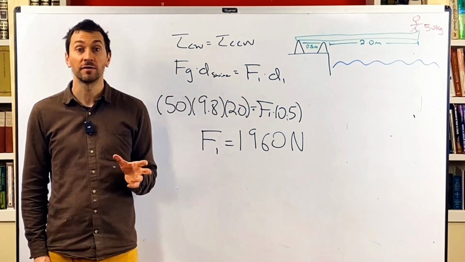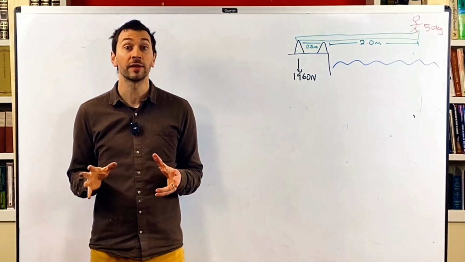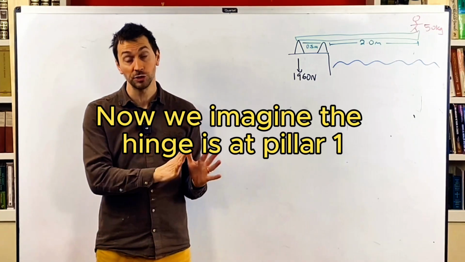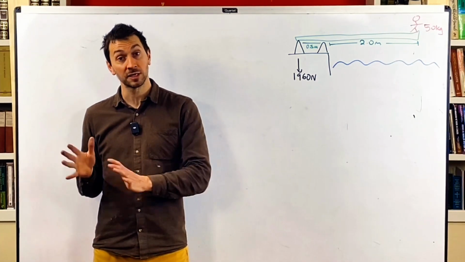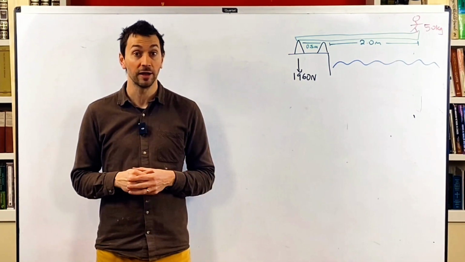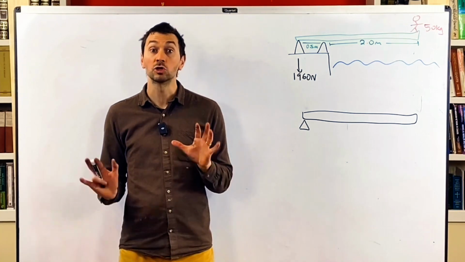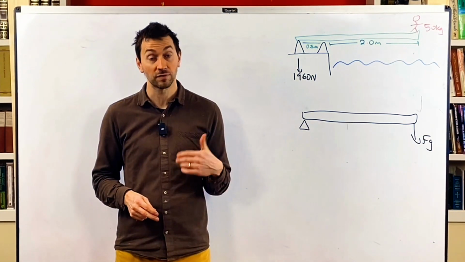Now let's calculate the force of the second pillar. So we're going to do a very similar thing, but reimagine now that the hinge is not at pillar 2, but the hinge is at pillar 1. Doing that will allow us to calculate the force at pillar 2. Let's draw the free body diagram for that. When I draw the hinge at pillar 1, there are two forces left on this. There's the force of gravity from the swimmer.